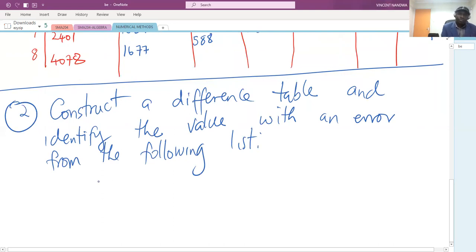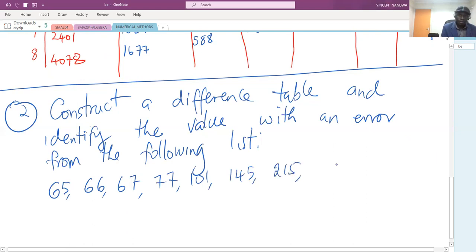So we have 65, 66, 67, 77, 101, 145, 215, 317, and 457.